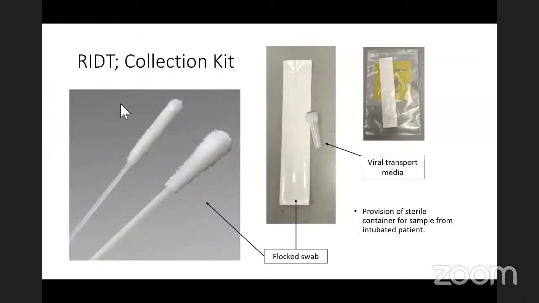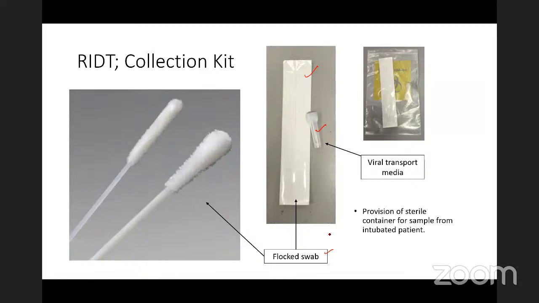Okay, with regards to the sample collection kit here in SASMAC for rapid influenza antigen test, we will provide this flock swab together with viral transport media. It has to be a flock swab, and you should not use a usual cotton swab to perform this test or for sample collection, because cotton swab have some kind of material that will inhibit the test reaction.